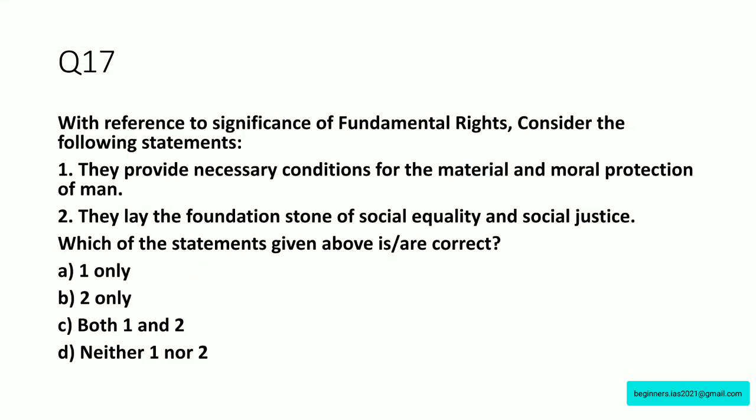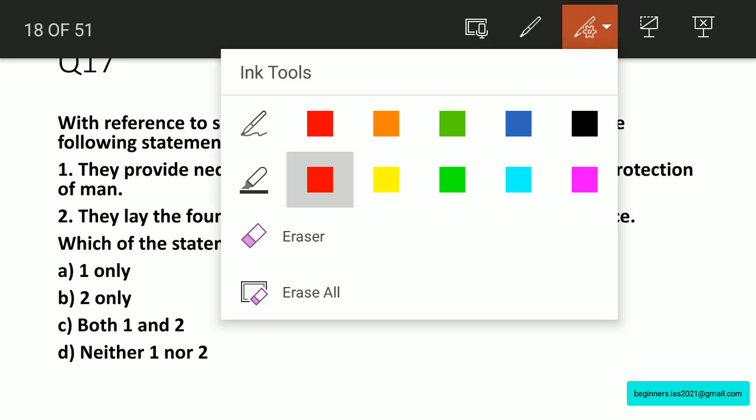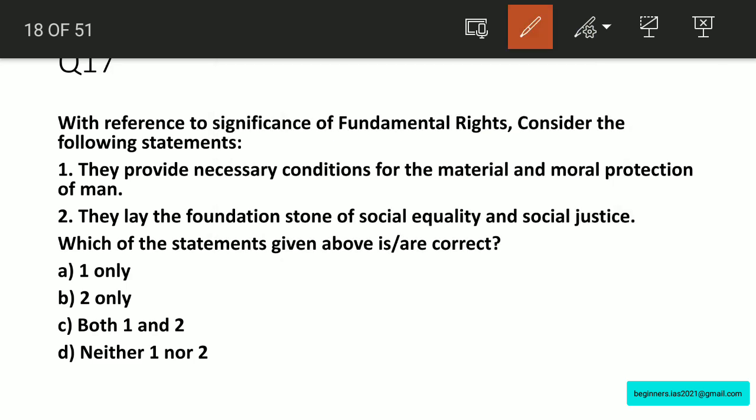So let us move on with question number 17. With reference to the significance of fundamental rights, consider the following statements. Statement number 1. They provide necessary conditions for the material and moral protection of man. Statement number 2. They laid the foundation stone of social equality and social justice. Here we have to identify the correct statement.